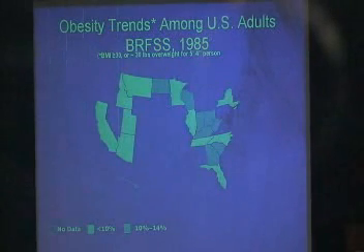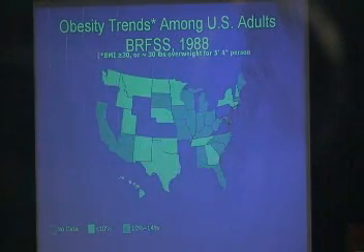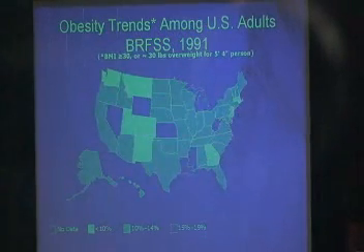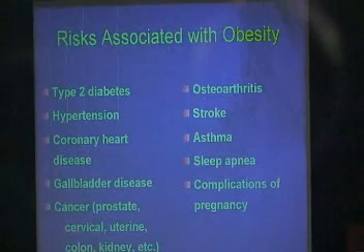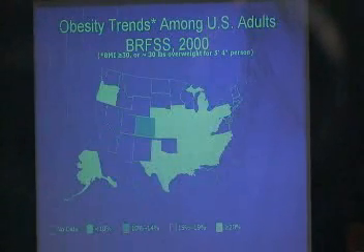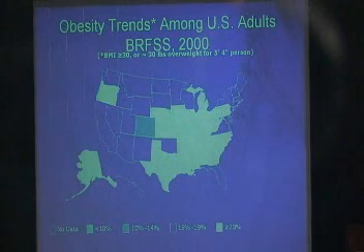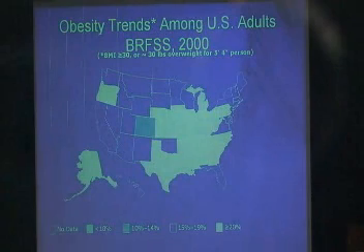And this is just to show you some trends in the obesity among U.S. adults, how it's spreading over the years: 94, 97, 2000. And really, if we go back, most of the states now, above 25% of their population are either obese or overweight.